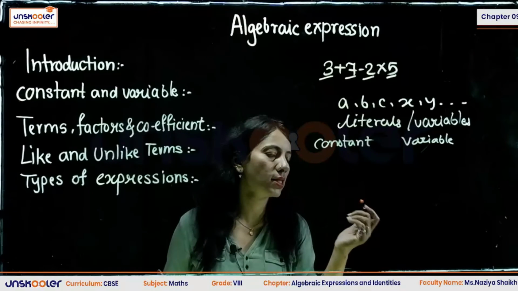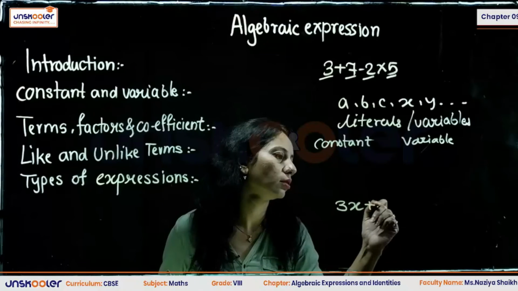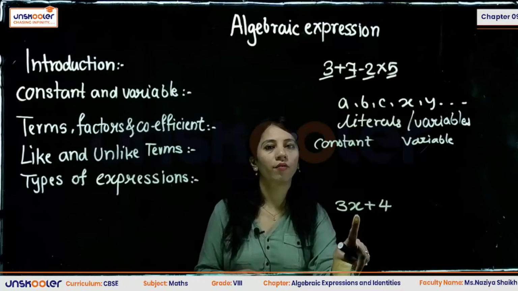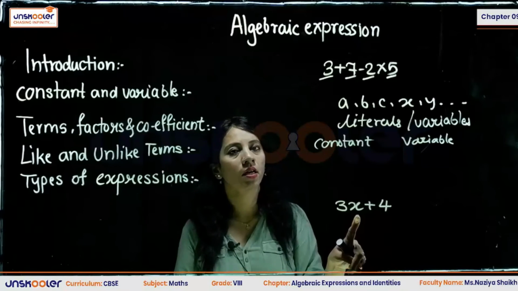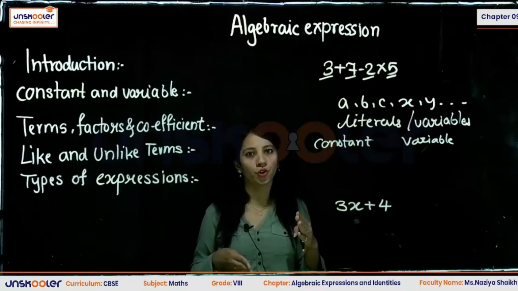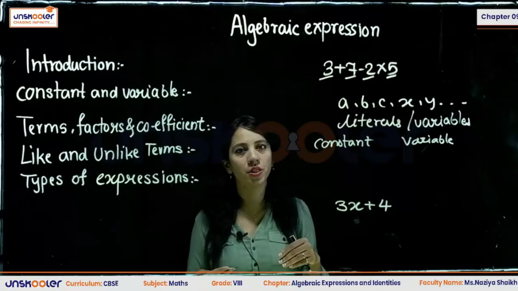So I'm writing one expression here. Now in this, you can see that here one literal is there, right? So this is an algebraic expression. Algebraic expression is a combination of symbols and operations on it, one or more operations on it.